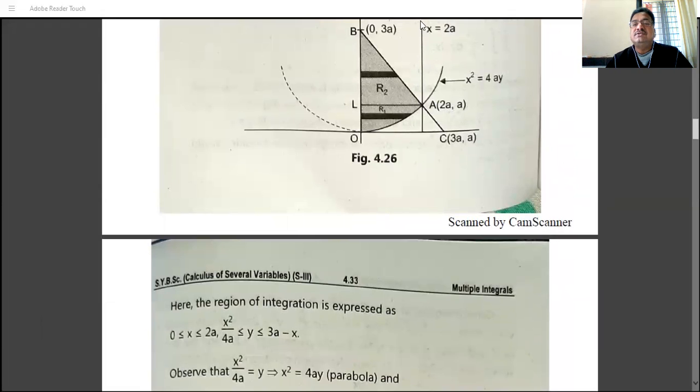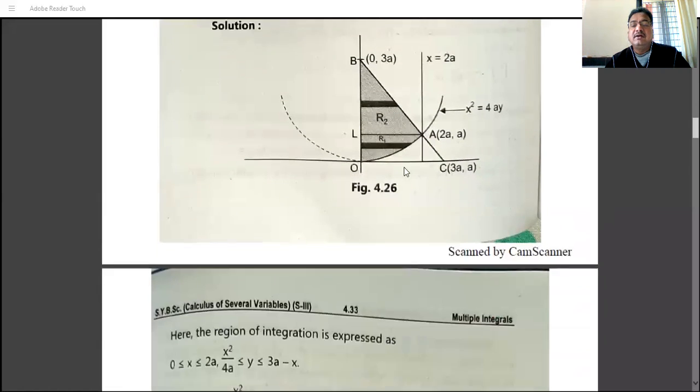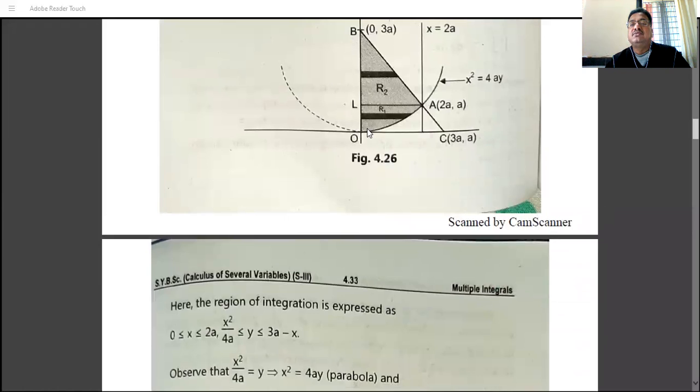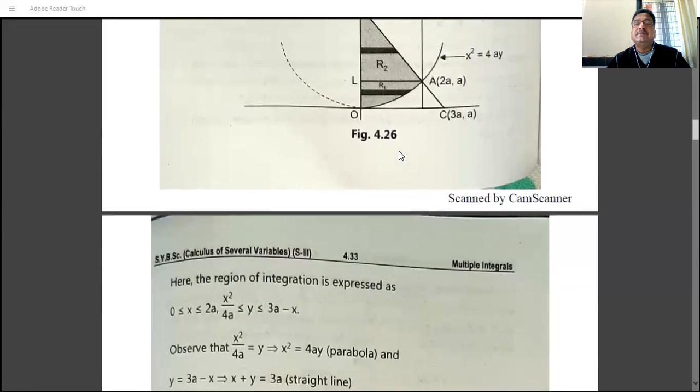And this line x is equal to 2a passes through this point also, because it is at a distance 2a from the y-axis. This upper limit x is equal to 2a is a straight line parallel to the y-axis at distance 2a. And the point of contact of this straight line and this parabola is (2a, a), which means this line passes through the point of intersection of the straight line and the parabola. Okay, so this is the figure first.